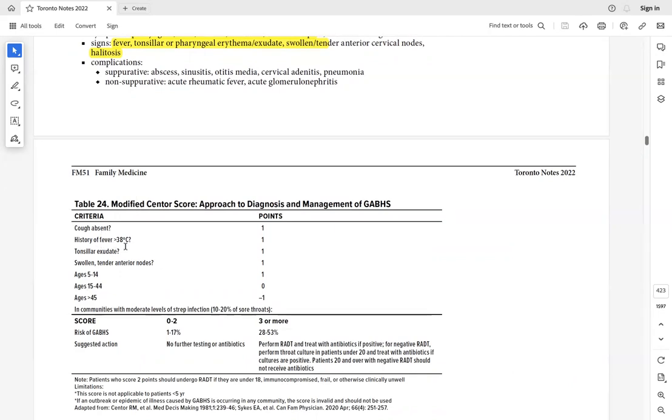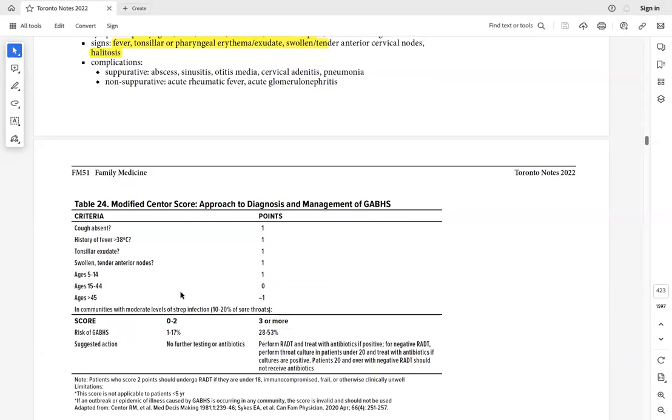Then history of fever, more than 38 degrees, 1 point. Tonsillar exudate, 1 point. Swollen tender anterior nodes, 1 point. Age 5 to 14, 1 point. But if 15 to 44, 0 points. And above 45, -1. If the patient has these symptoms but the age is above 45, then we are going to exclude 1.